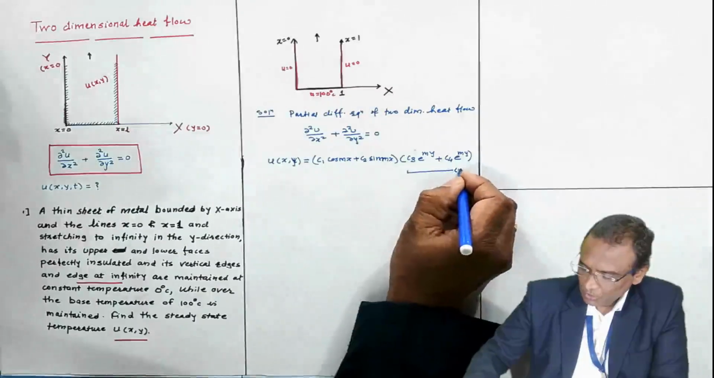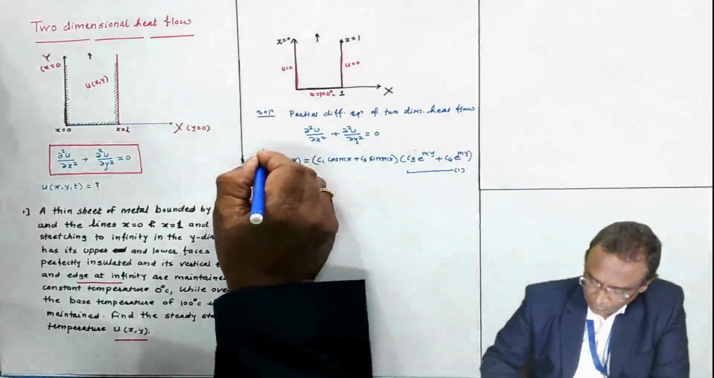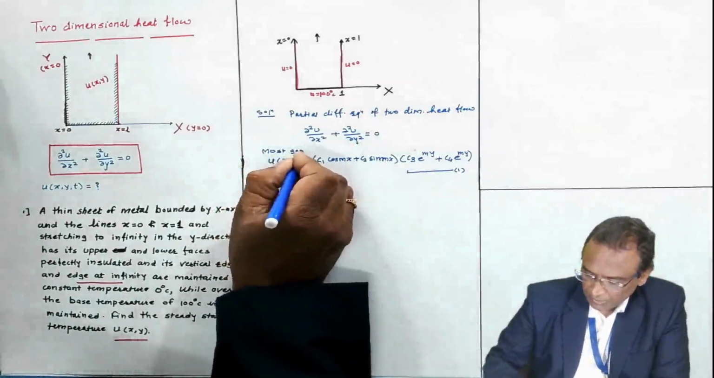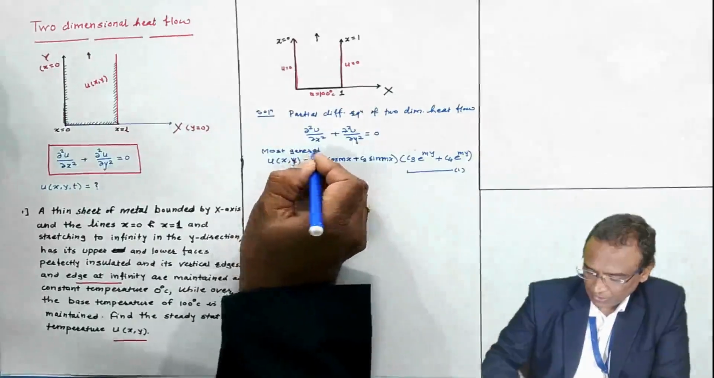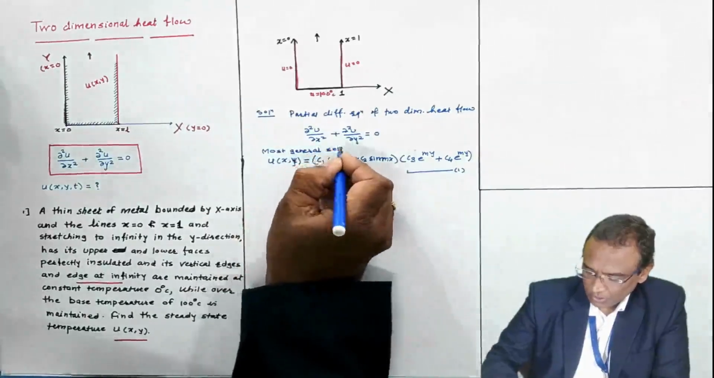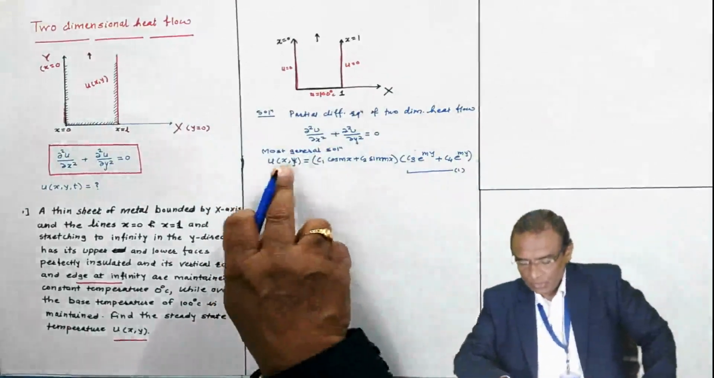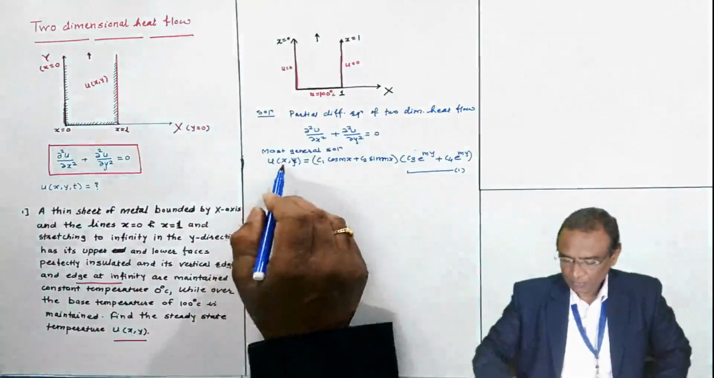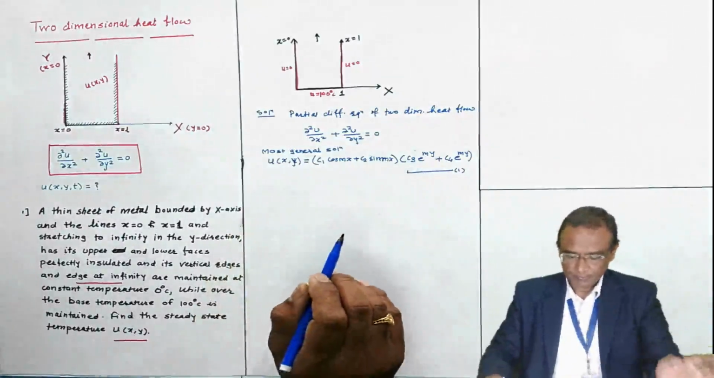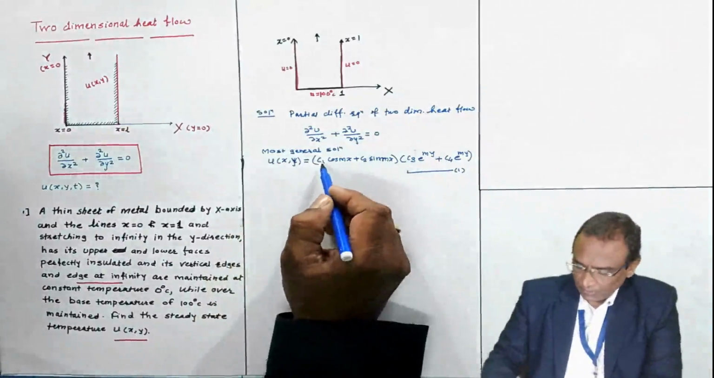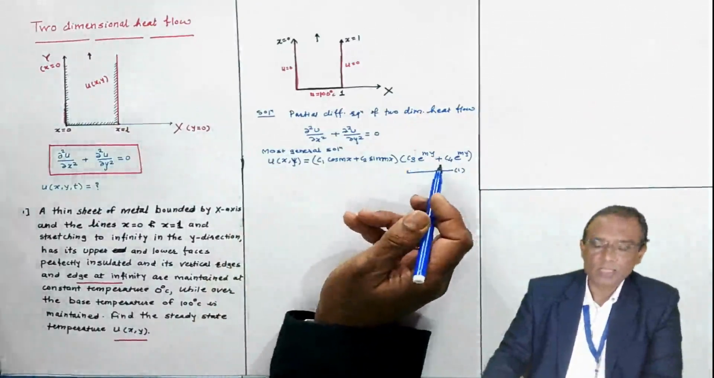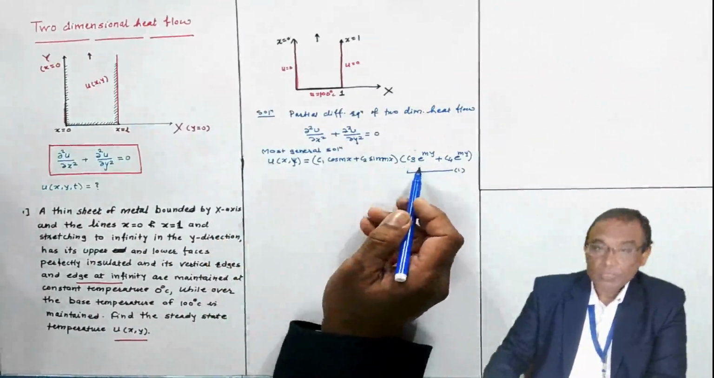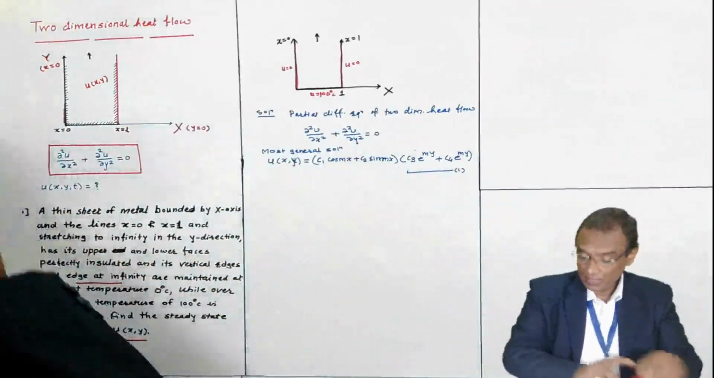This is the most general solution of this differential equation, and you can write this equation directly in the examination. How this solution has come is not expected in the examination. Now we have to find the values of C1, C2, C3, C4 under the given conditions.